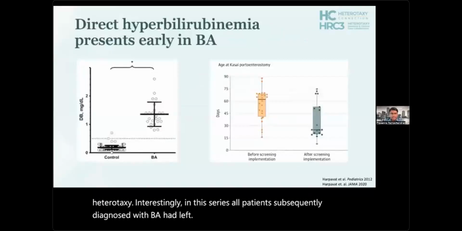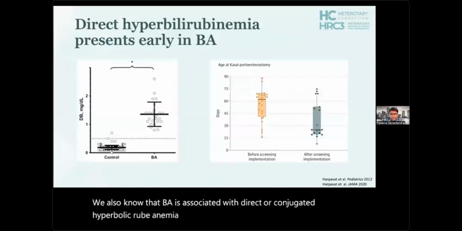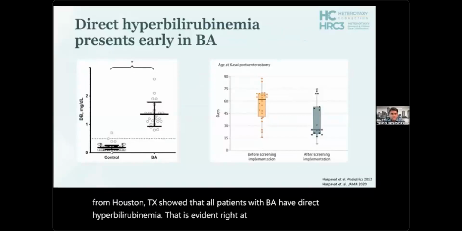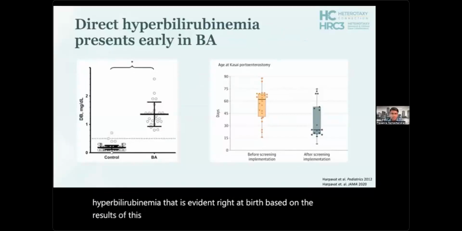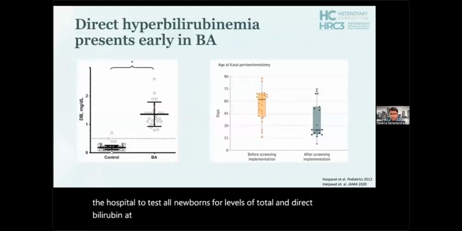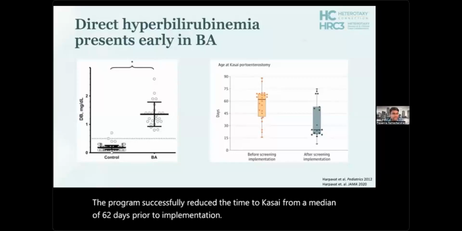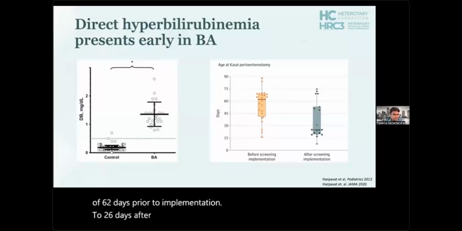We also know that BA is associated with direct or conjugated hyperbilirubinemia early in the neonatal period. This study from Houston, Texas, showed that all patients with BA have direct hyperbilirubinemia that is evident right at birth. Based on the results of this study, a screening program was implemented across the hospital to test all newborns for levels of total and direct bilirubin at birth. The program successfully reduced the time to Kasai from a median of 62 days prior to implementation to 26 days after implementing the screen.